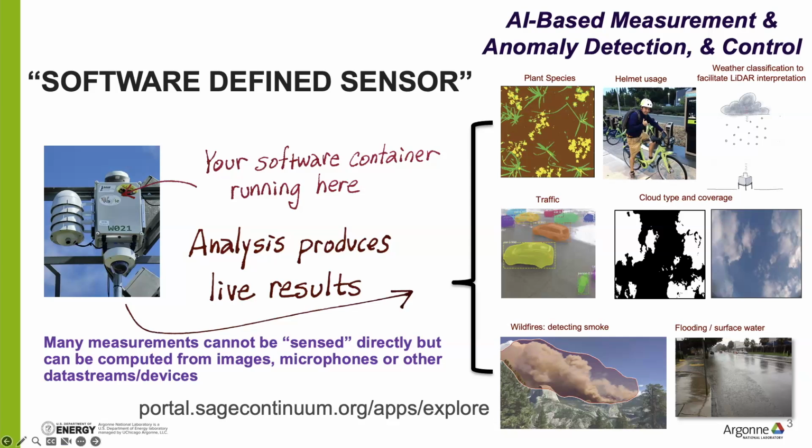Some examples here are: what species of plant is growing, do bike share users wear helmets or not. We have a project where we're classifying weather in order to better interpret LiDAR, because if it's raining or not, how you interpret the LiDAR data changes. You can monitor traffic patterns. You can look at cloud type. You can look for smoke. You can ask, are the streets flooding? So these are examples where you can't go out and buy a sensor, but you can develop AI tools that allow you to use sensors like cameras or microphones, and then write the software to answer specific science questions.